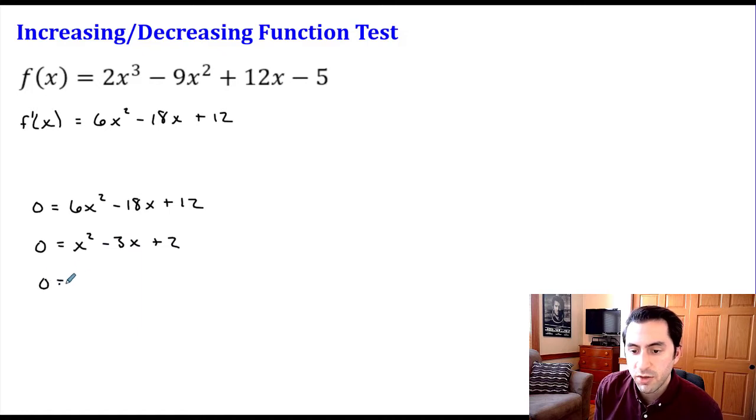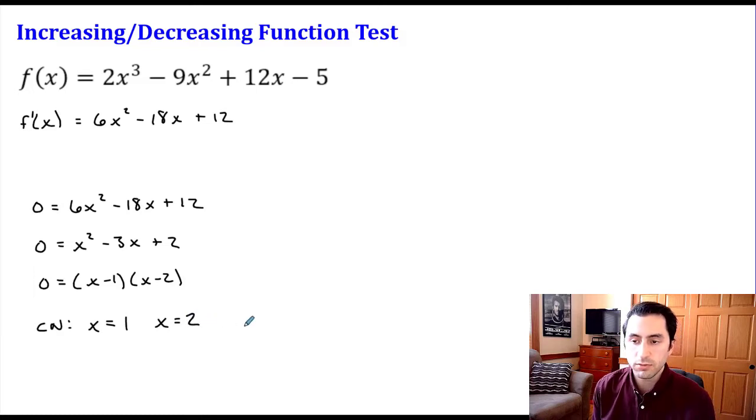And now factoring, we get x minus 1 times x minus 2, and taking both of those factors, setting it equal to 0, we have our two critical numbers. We have one at x is equal to positive 1, and we have another one at x is equal to 2.